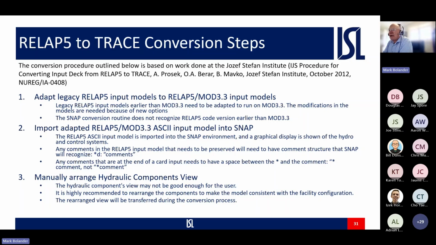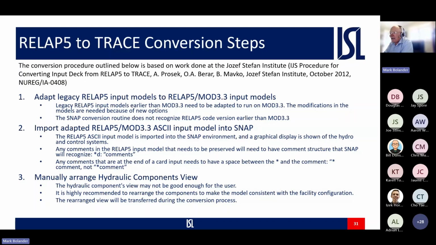The first one is you first need to adapt your legacy input model to RELAP5 mod 3.3 input models. There are some changes between legacy RELAP5 input models that were put together earlier than mod 3.3 that need to be adapted to run on 3.3. So be wary of that. The other thing is that the SNAP conversion routine doesn't recognize RELAP5 code versions earlier than mod 3.3.